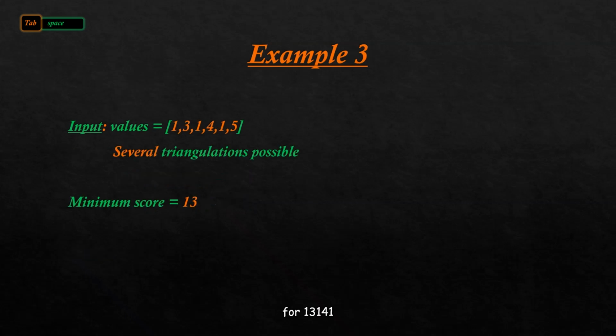For 1, 3, 1, 4, 1 and 5, many triangulations are possible. Some choices give large values, but after calculating all possibilities, the smallest achievable score is 13. This shows how critical it is to carefully choose the order of splitting.